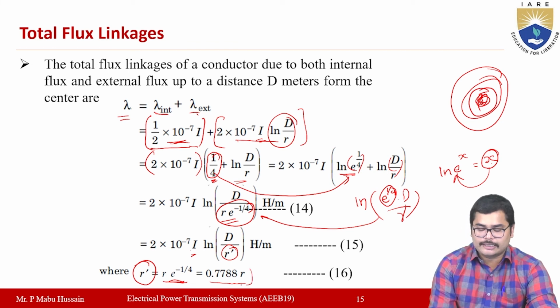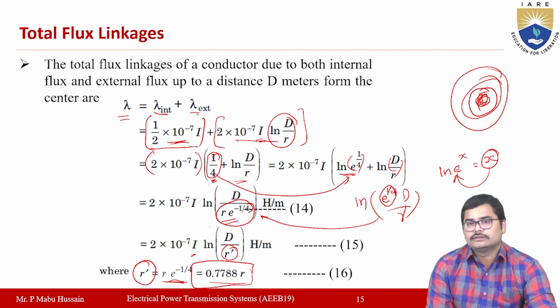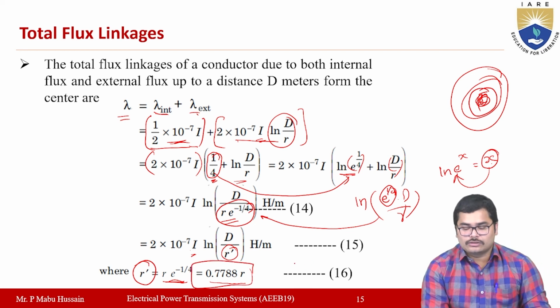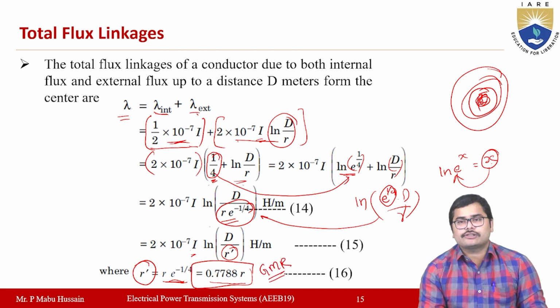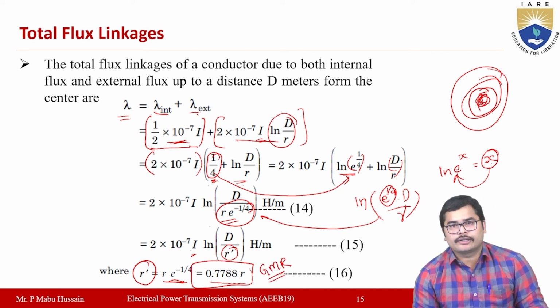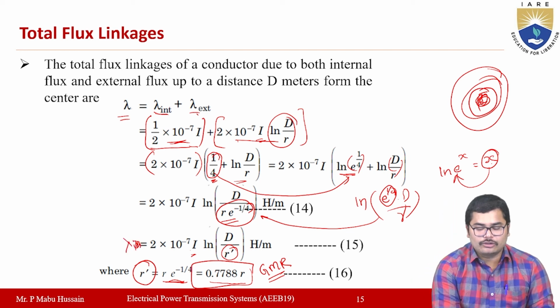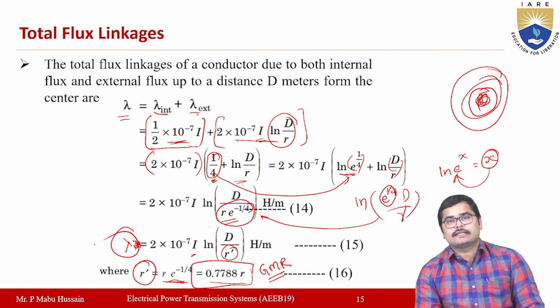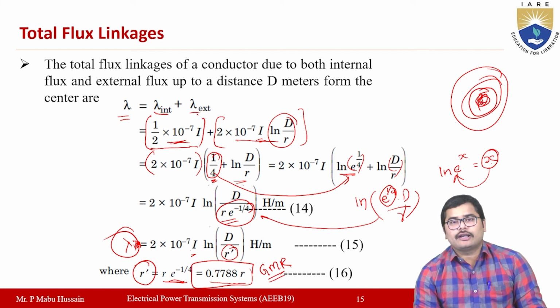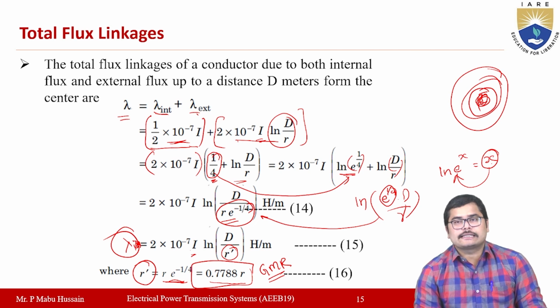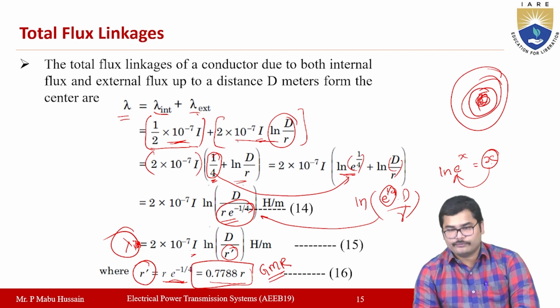So you have to remember this. This is called the geometric mean radius for a single isolated conductor. Now here equation 15 represents the total flux linkages of a single isolated current carrying conductor which is carrying current I.